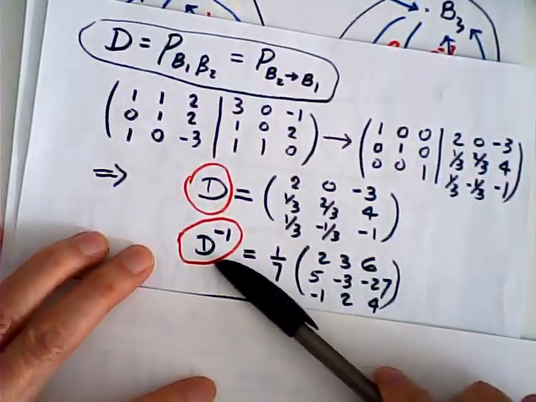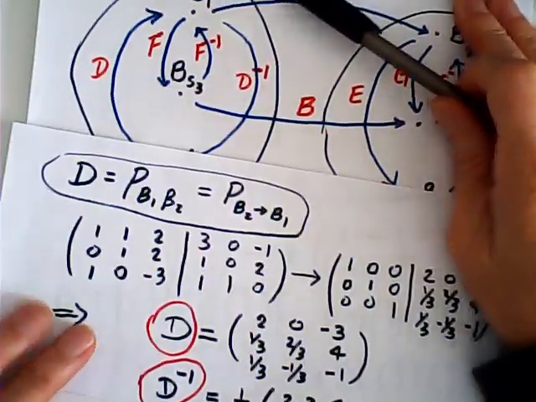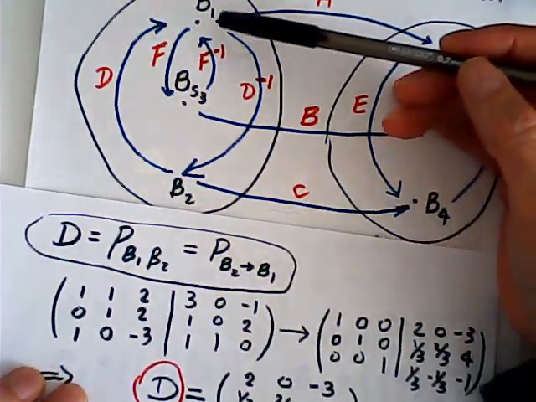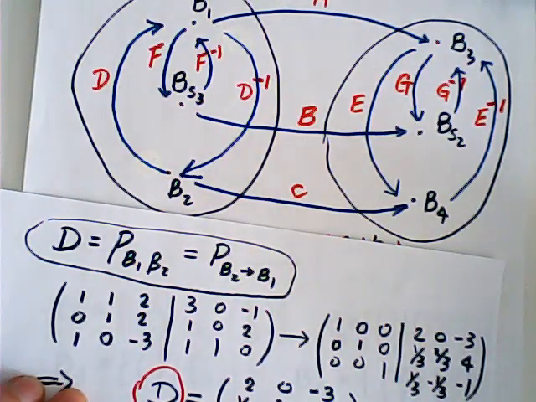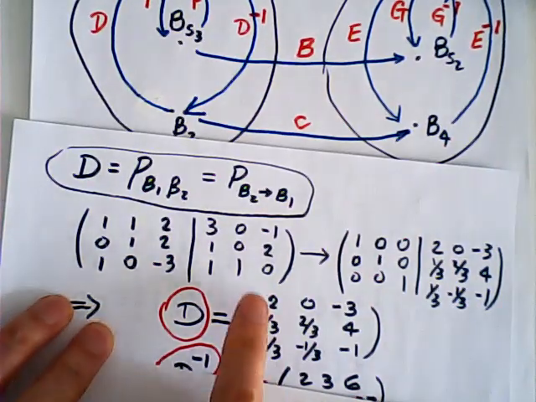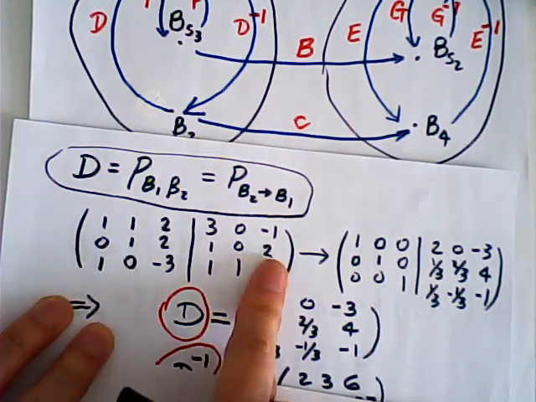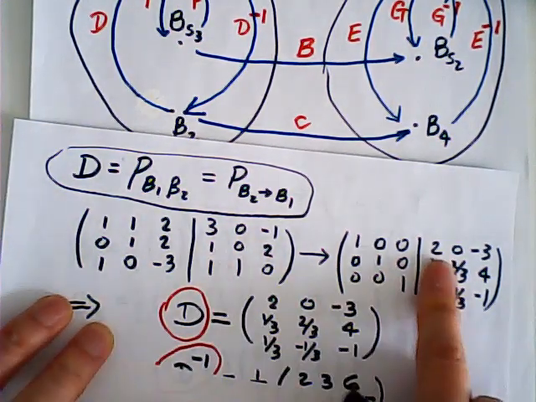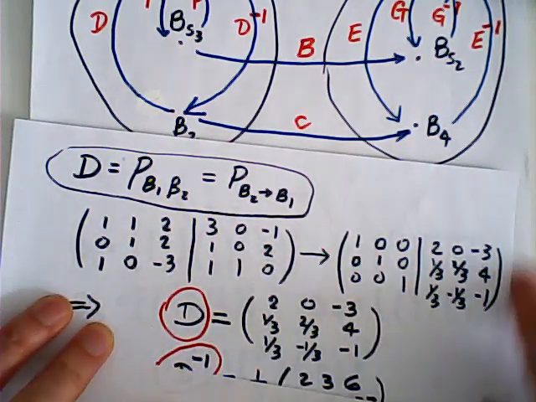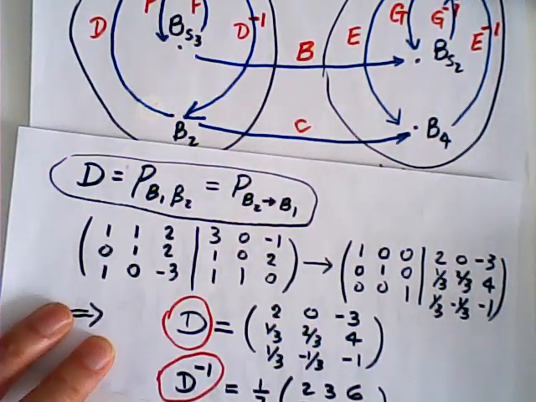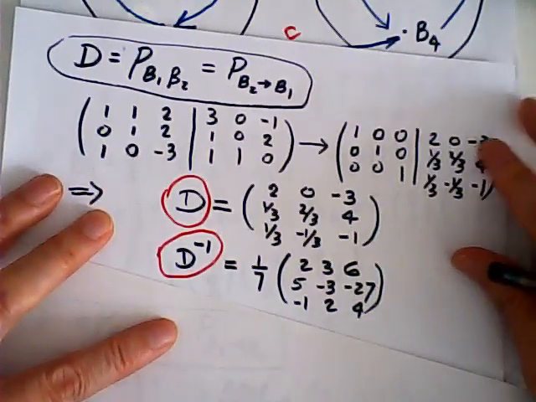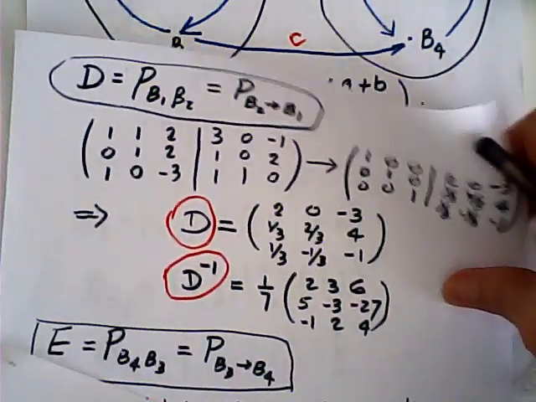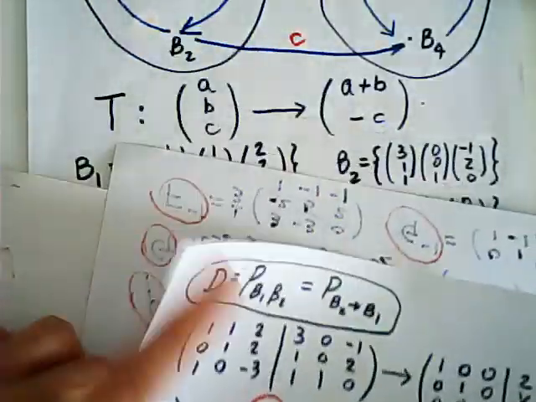Then find D inverse. It will be the matrix change of basis from basis 1 to basis 2. Or there's another way: you write this one here, write this one there, exchanging the position, and you perform row operations, and this side will be D inverse. Okay. Then next one is E.